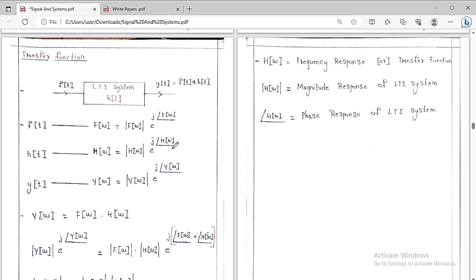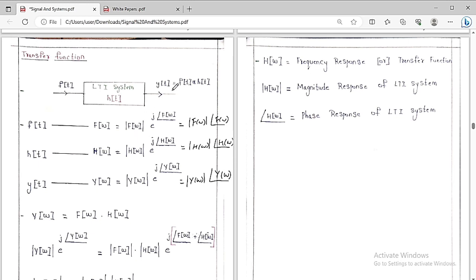Then for y(t), the Fourier transform is Y(omega), which is also a complex number, so I can write it in polar form: mod of Y(omega) into e to the power of j angle of Y(omega). So you can see clearly, I can write it like this: mod of F(omega) at phase angle of F(omega), mod of H(omega) at phase angle of H(omega), and mod of Y(omega) at phase angle of Y(omega). These things you have to remember.